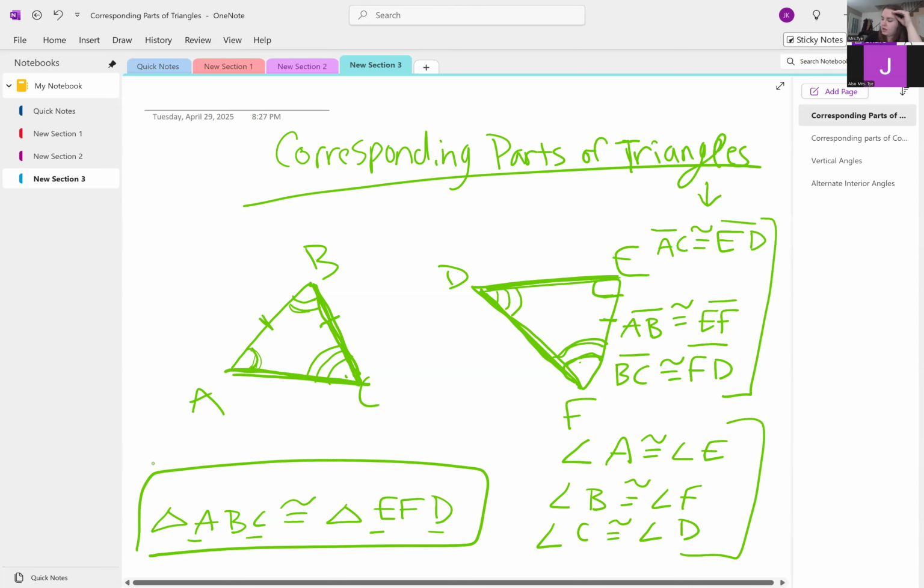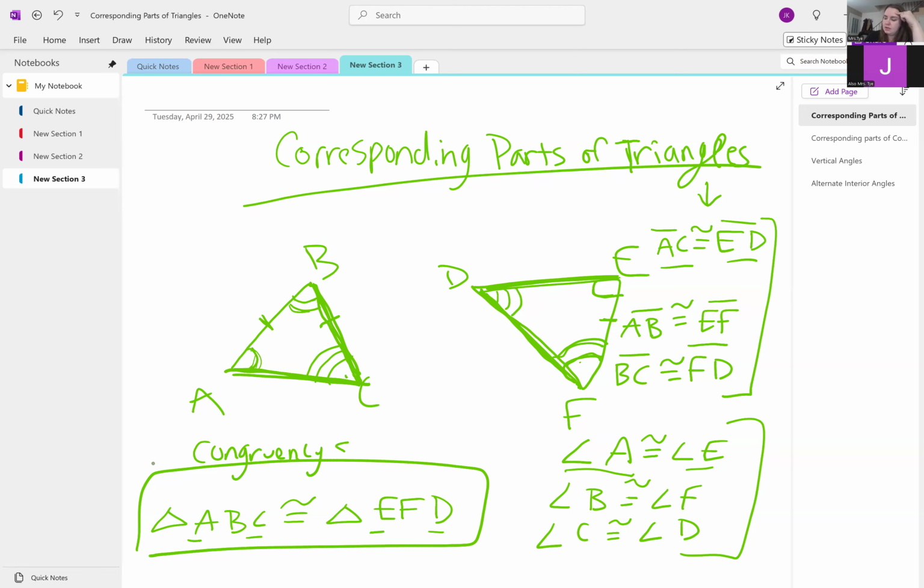So we'd say angle A corresponds with angle E in the other triangle. And side AC corresponds with side ED in the other triangle. And down here is what we call a congruency statement. So if you're asked to do that on the test, to write a congruency statement, you're writing triangle, whatever letters it gives you, is congruent to EFD, and order does matter. So make sure that the corresponding parts of the triangle are matched up the way that they should be, like how we just discussed.